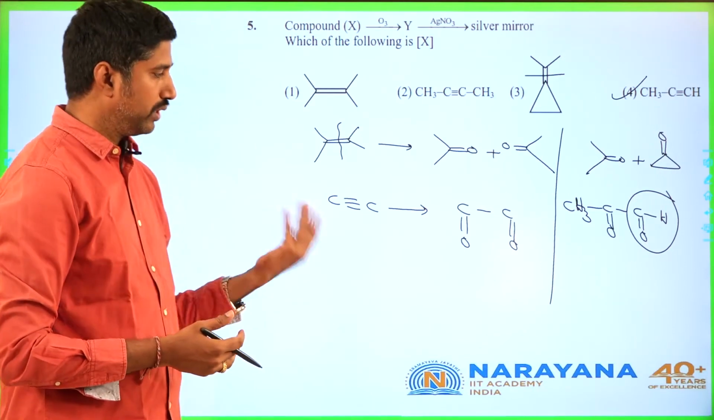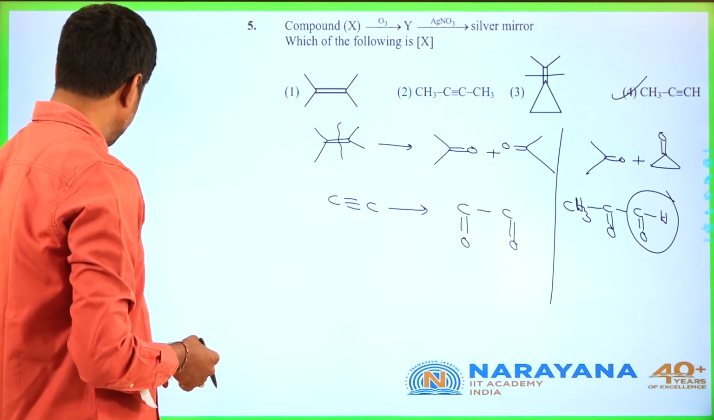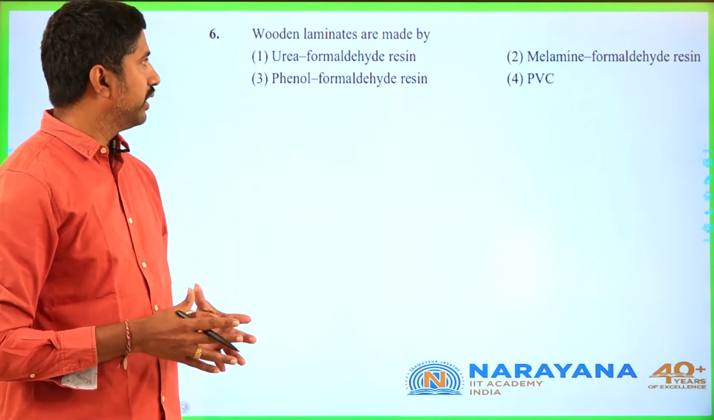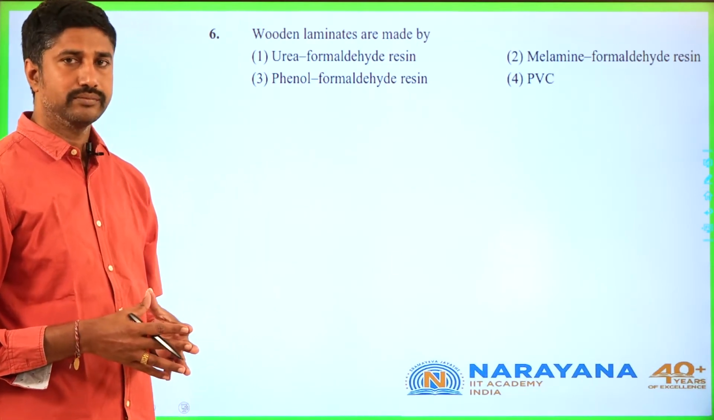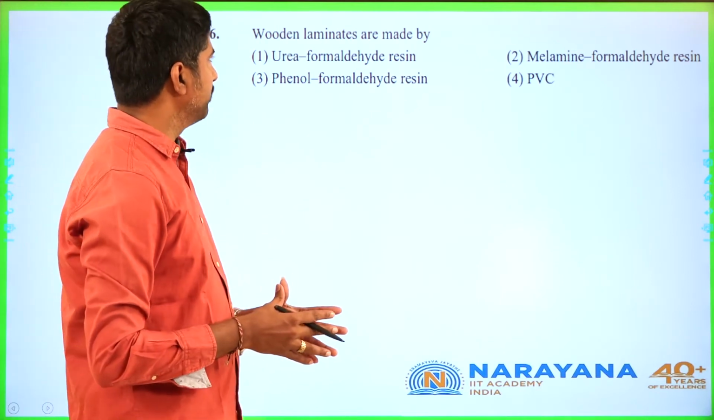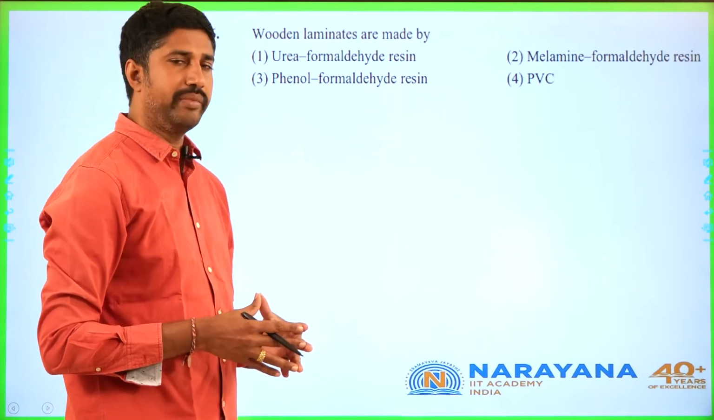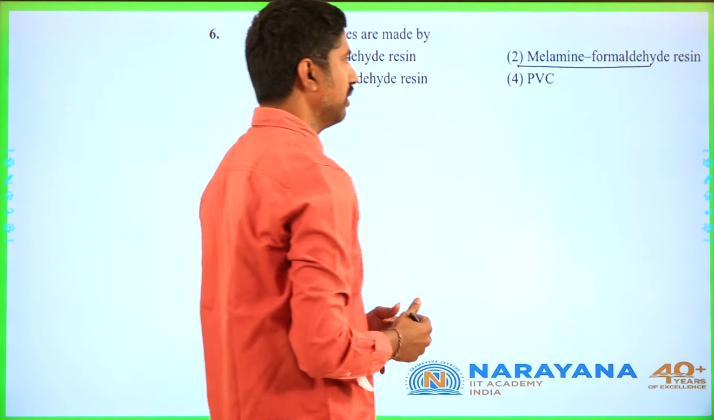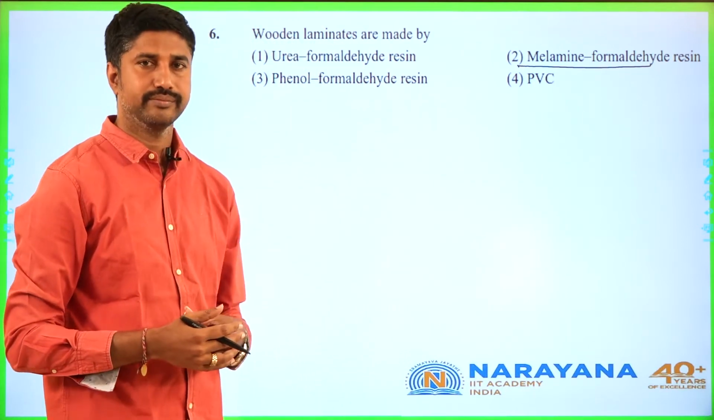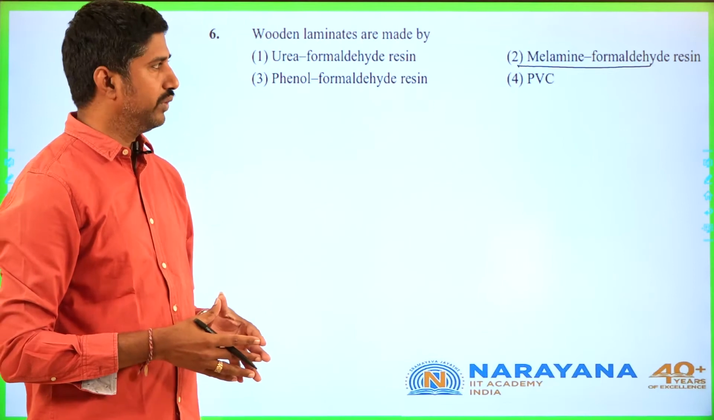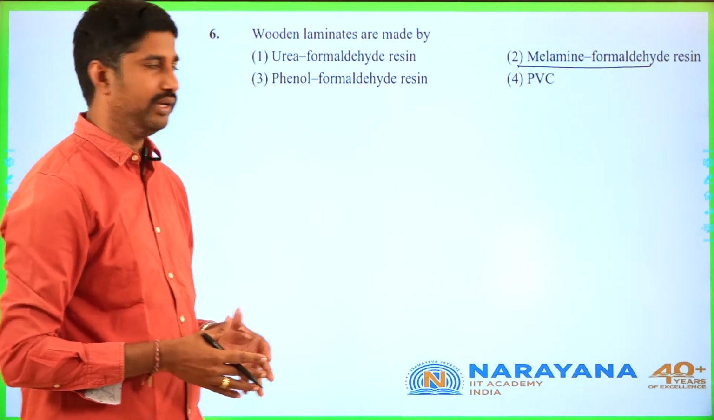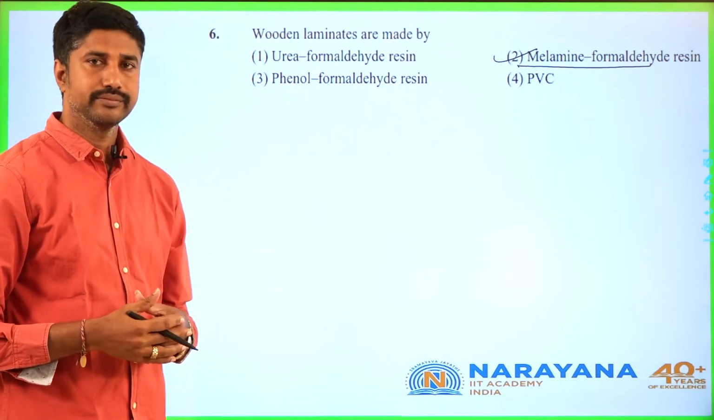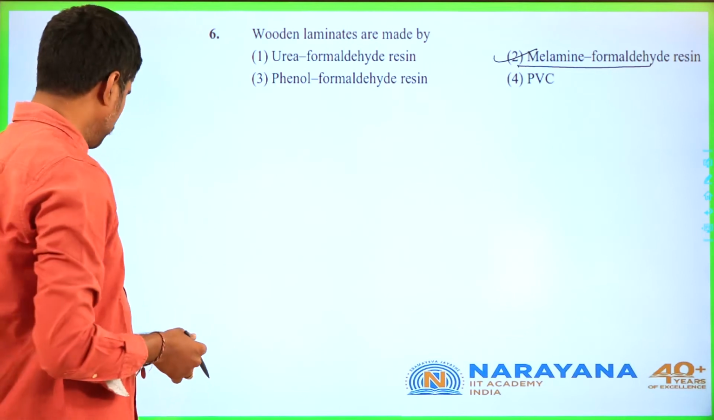Right? So let's see the next question. Wooden laminates are made by, it's a polymers concept. In applications of polymers, wooden laminates are made by melamine formaldehyde resin. It's a theory-based question, so directly we can say the answer is melamine formaldehyde. So let's go for the next question then.